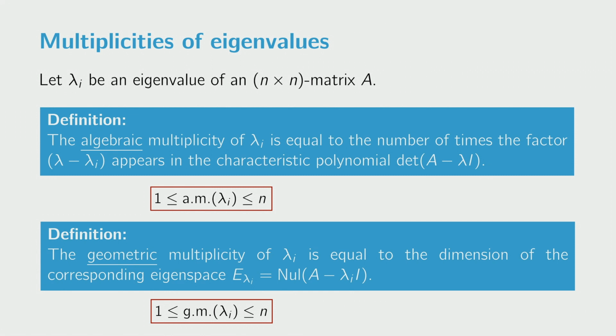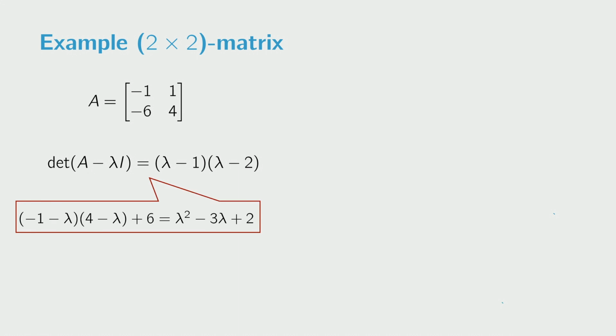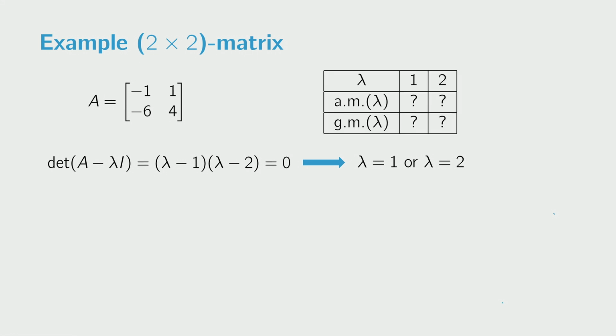Let's have a look at some examples. Firstly, consider the matrix A shown here. Its characteristic polynomial factorizes into lambda minus 1 times lambda minus 2, which follows from the calculation inserted here. Hence, the eigenvalues of A are equal to 1 and 2. Let's find the corresponding four multiplicities and list them in this table. Both factors in the factorization of the polynomial occur just once, so both eigenvalues have an algebraic multiplicity equal to 1. What about the geometric multiplicities?